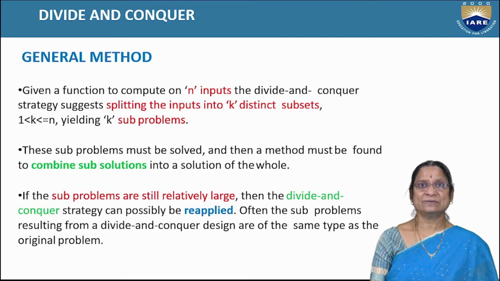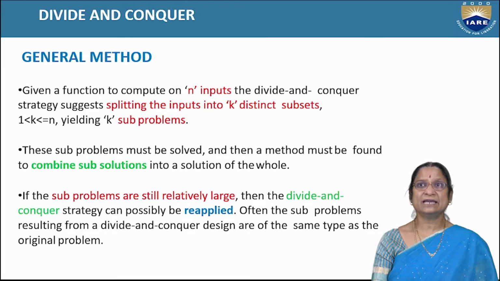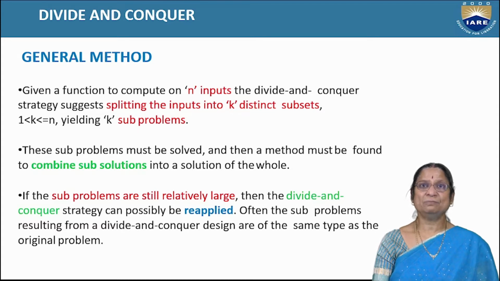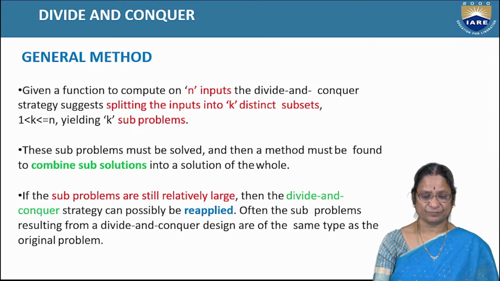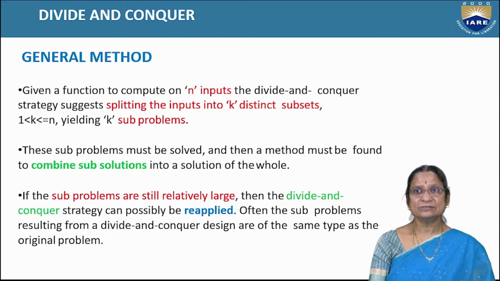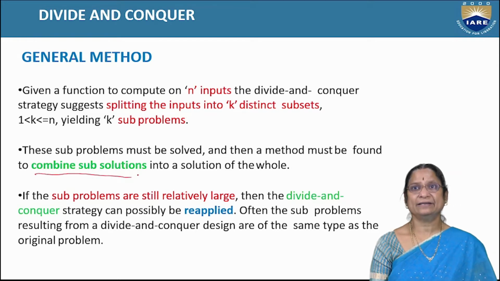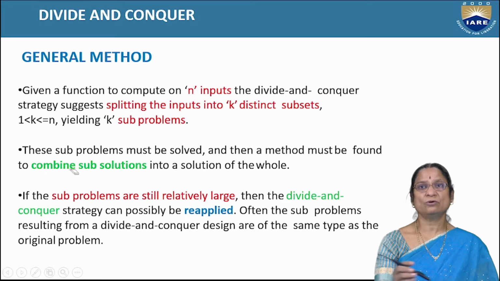We already explained. Given a function to compute on n inputs, the divide and conquer strategy suggests splitting the inputs into k distinct subsets. K may be any value between 1 and n, yielding k subproblems. So these subproblems are going to be solved. If those are not able to be solved, they are further divided into subproblems and each subproblem is going to be solved. This process is continued so that the subproblems can be solved independently and all these solutions are going to be combined so that we will get the solution of the whole problem.